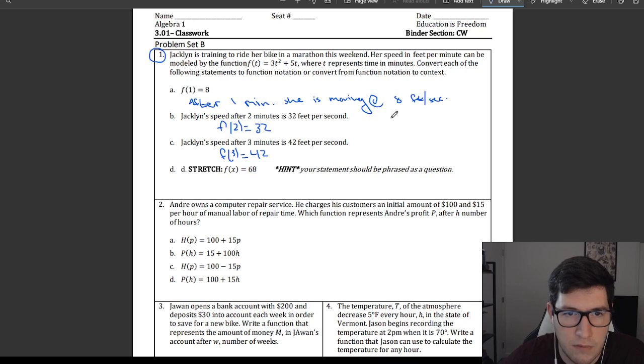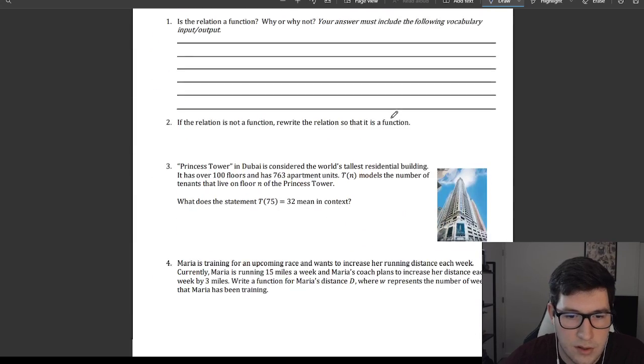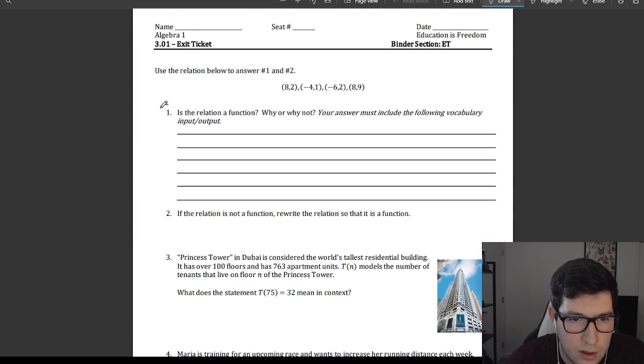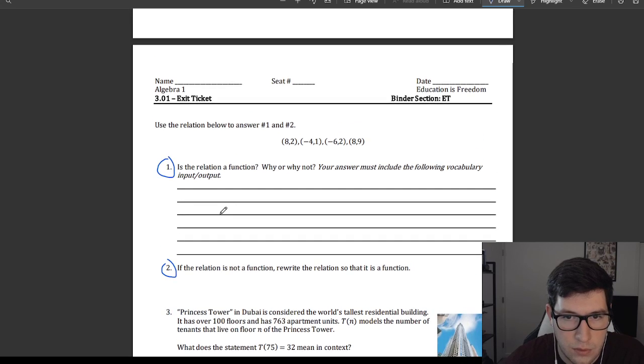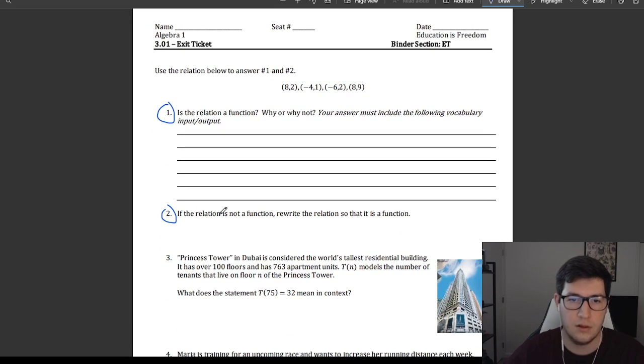All right, make sure you have these down, and then go ahead and jump to your exit ticket. For your exit ticket, I'm really looking at you getting something down for 1 and for 2. Again, 1 and 2. You have until the end of class, silent and solo. Go ahead and begin.